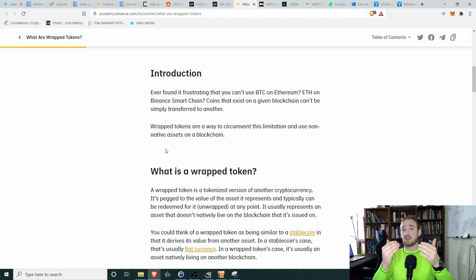It's kind of like if you think of stablecoins, right? You know that USDC stablecoin, for each dollar that you deposit with Circle, the company that's in charge of USDC, they mint one stablecoin.